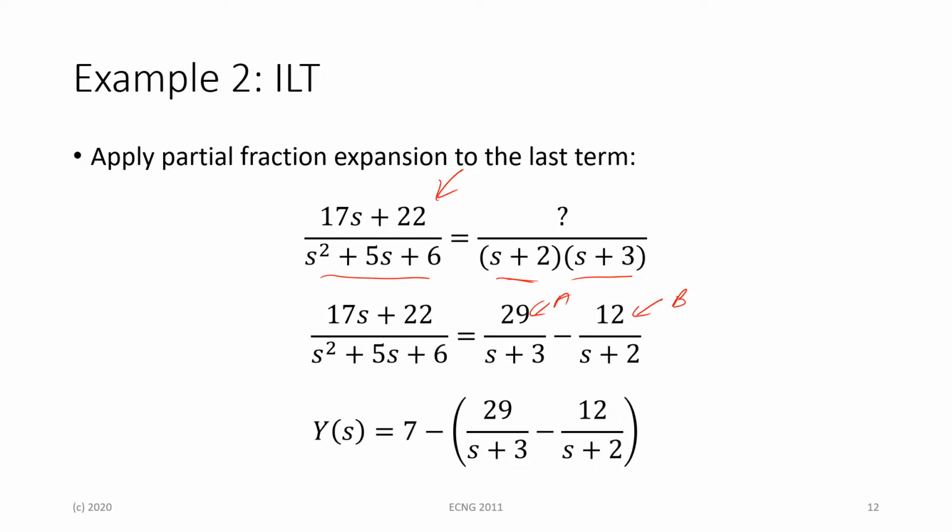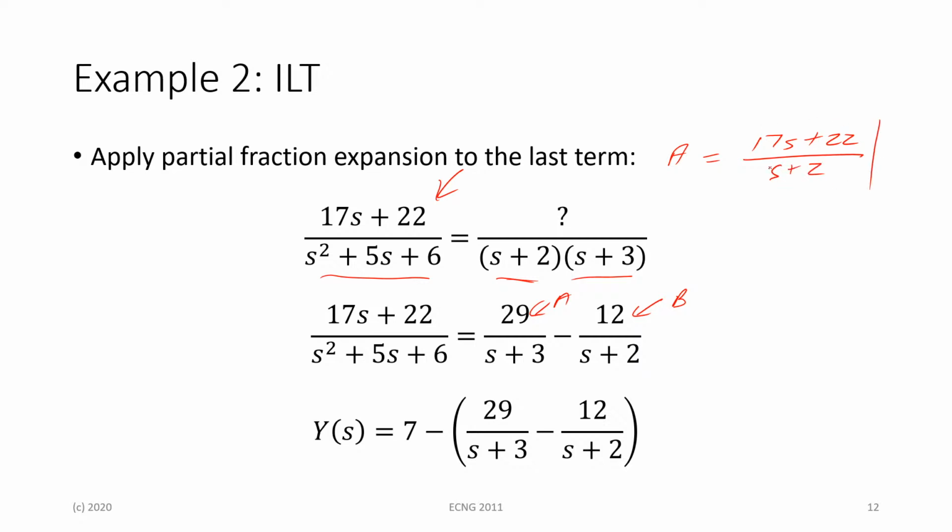So if we're solving for A here, we say A is equal to the numerator that we have here, 17s plus 22, divided by, and now that means we have to consider what factors are not associated with this A. Because A is associated with the s plus 3 factor, our denominator needs to include all other factors besides s plus 3. The only other factor here is s plus 2. So that's why we put s plus 2 here.